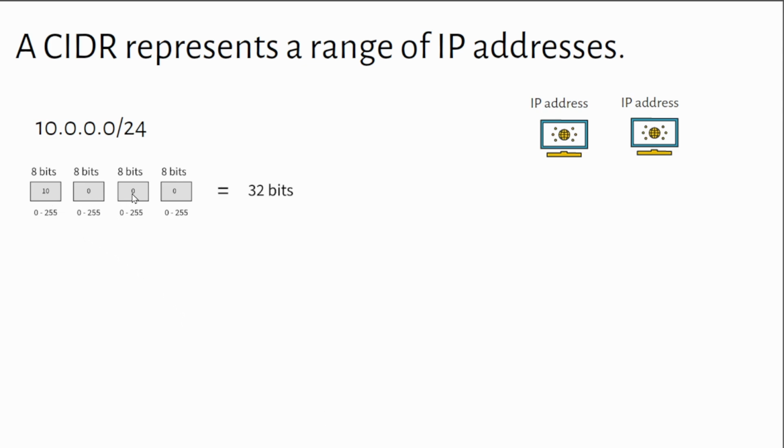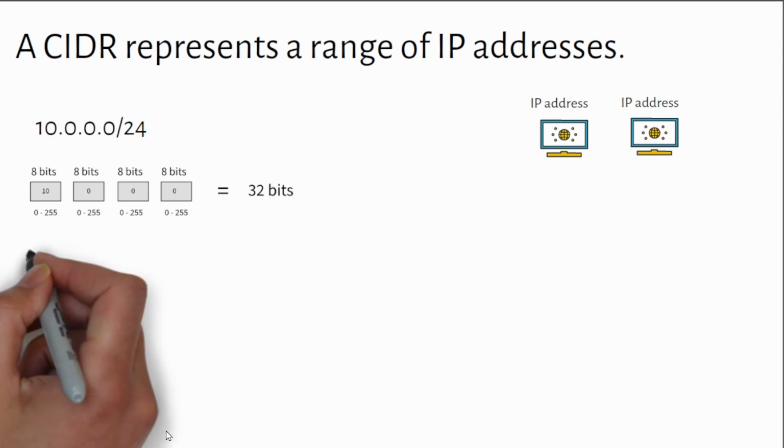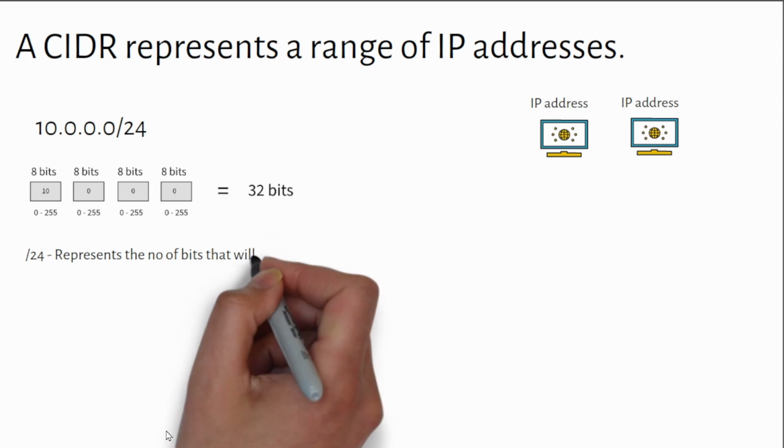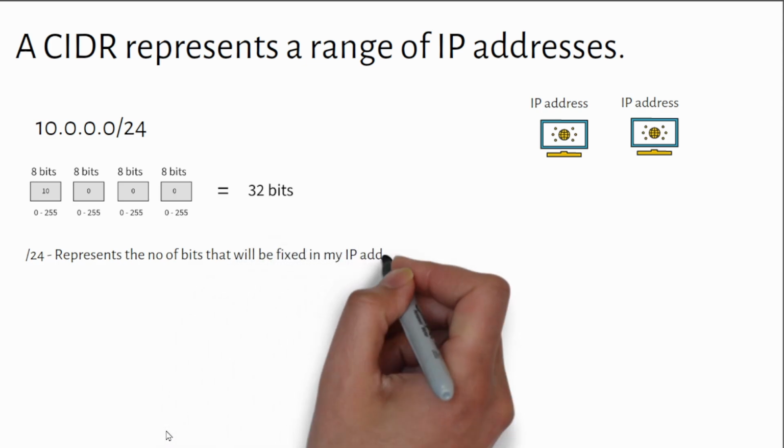Each IP address has 4 segments. Each segment has 8 bits, with values starting from 0 to 255. So in total, an IP address has 32 bits. So when I say /24, it represents the number of bits that will be fixed in an IP address range.